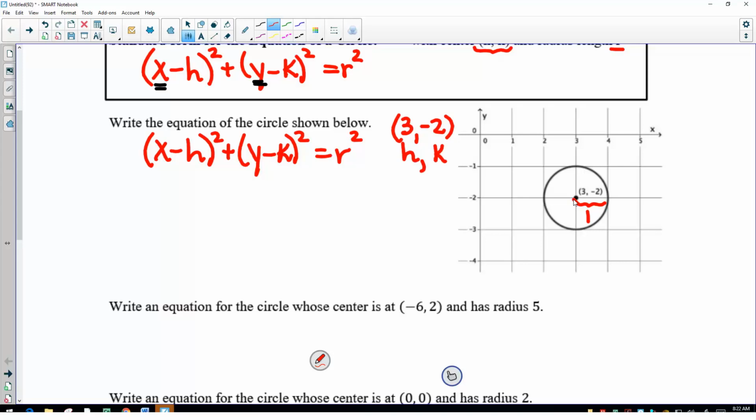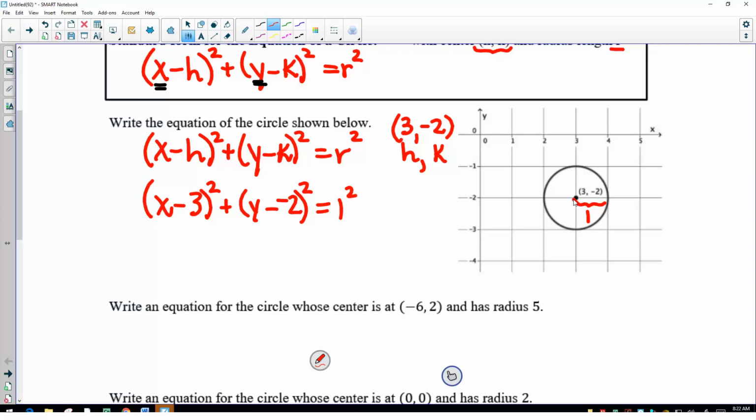So going over to the formula, we have x minus our x coordinate, our h coordinate, which is 3. Close that and square it. To that we're going to add y minus our k value, which is a -2. Close it, square it, and set that equal to your radius squared. So your radius has a length of 1.